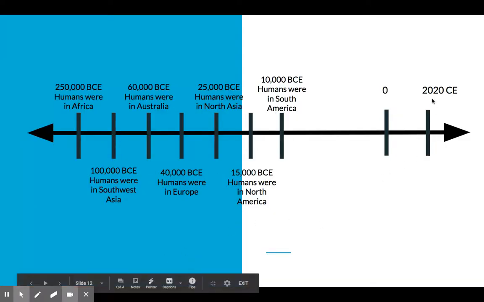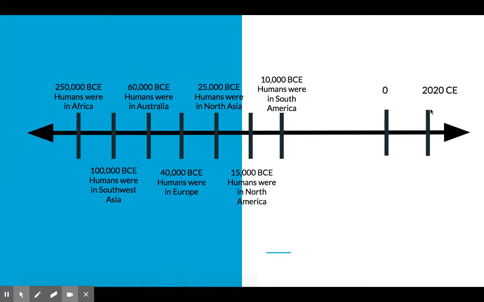So again, here we are over here at 2020. And if we go backwards, we're getting older. We're going into the past. So we go back, and we had the year 0. That's when Jesus was born. And we keep going back. 10,000 BC, humans were in South America. Farther back, 15,000 BCE, humans were in North America.